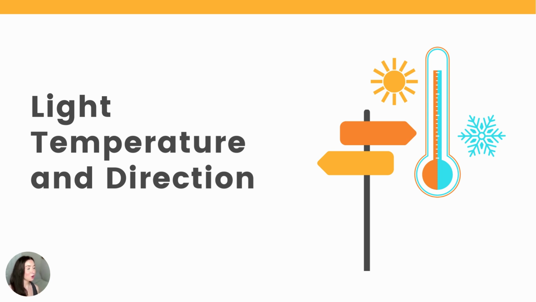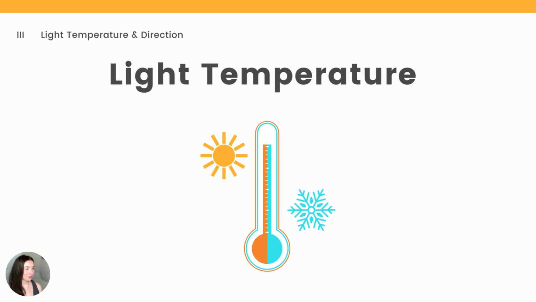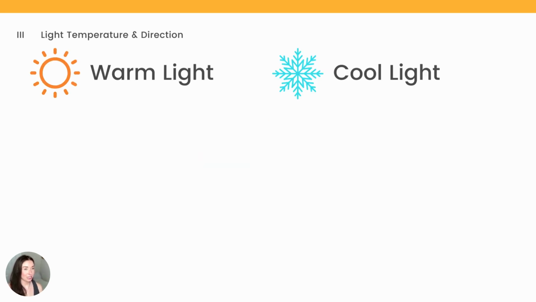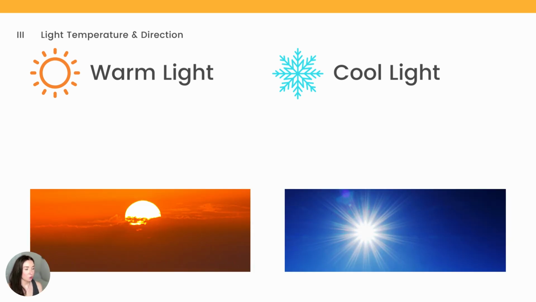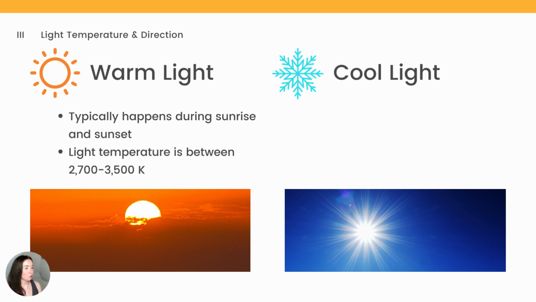So let's go over what light temperature is, what causes it, as well as the direction of light and how to use it. So first of all, we're just going to explore light temperature in reference to warm light and cool light. Whenever we're talking about both warm light and cool light, we are talking about the temperature of the light. Whenever we reference warm light, we are talking about light that typically happens during sunrise and sunset.